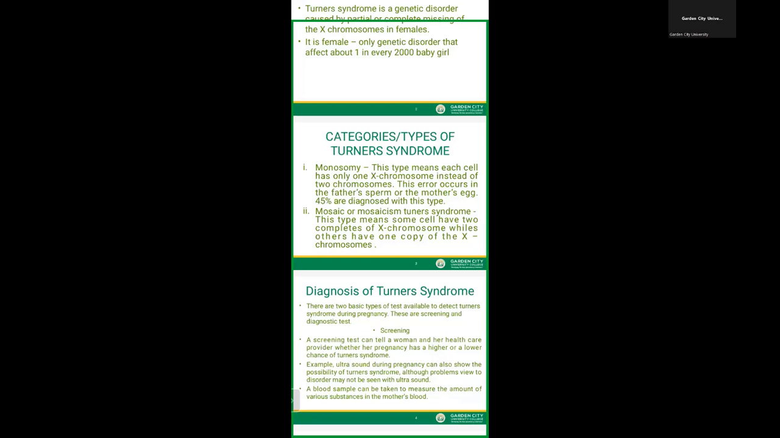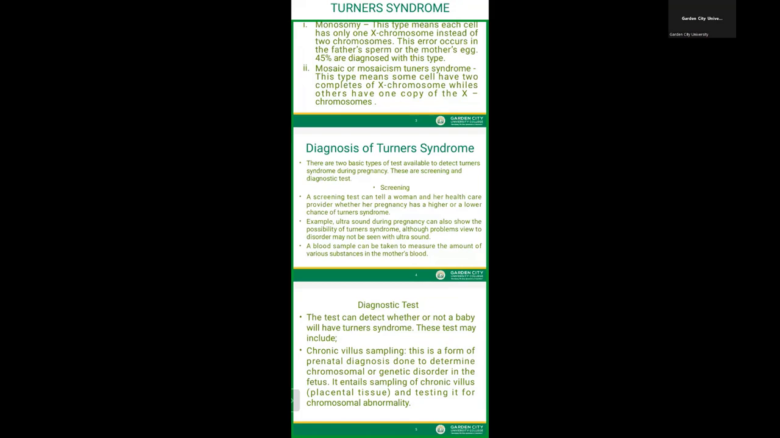Hello, sisters. Please, let's get to the diagnosis of Turner syndrome. There are two basic types of tests available to detect Turner syndrome during pregnancy. The first one is screening. A screening test can tell a woman and her healthcare provider whether a pregnancy has a higher or lower chance of Turner syndrome. For example, ultrasound during pregnancy can also determine the possibility of Turner syndrome in a pregnancy. Then we get a blood sample to measure the amount of various substances in the mother's blood.